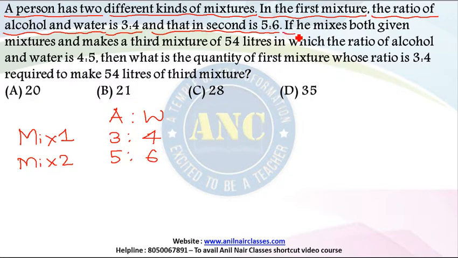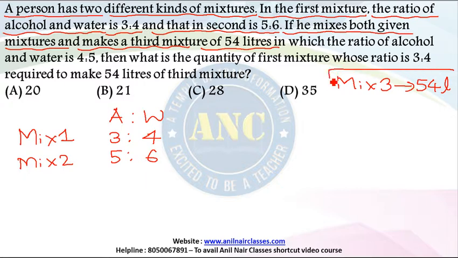Next statement says, if he mixes both given mixtures and makes a third mixture of 54 liters, that means mixture 3 totally has 54 liters of solution present. This is what is given in the question. Mixture 3 totally has 54 liters of solution, that is, 54 liters of alcohol and water is present in mixture 3, wherein the ratio of alcohol and water is 4:5.